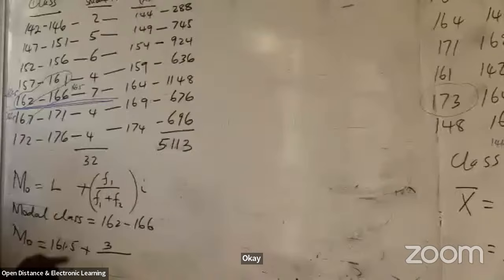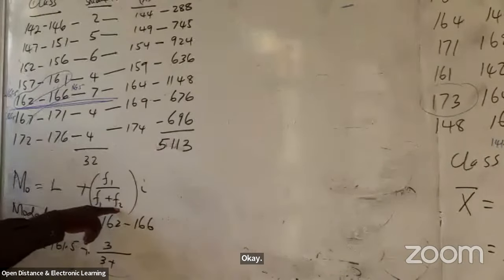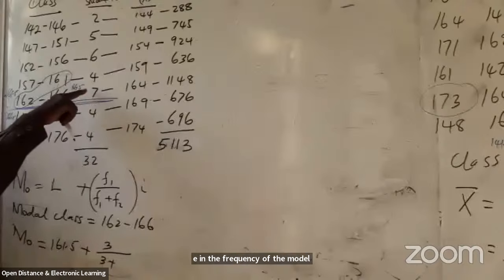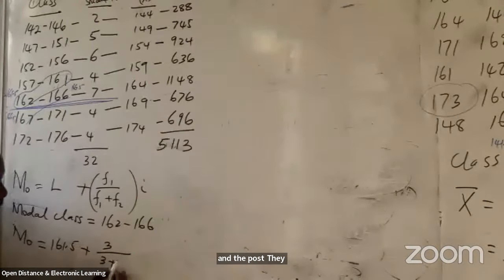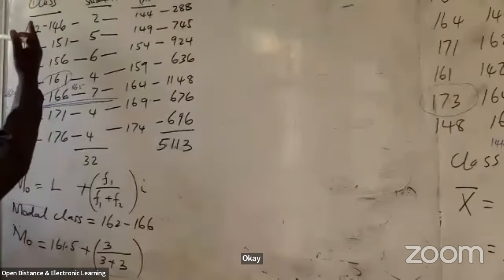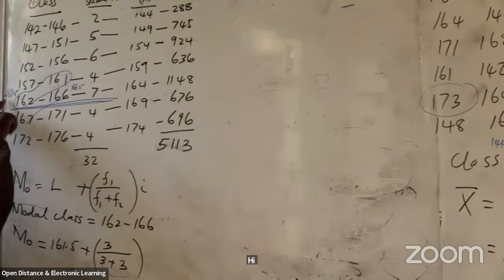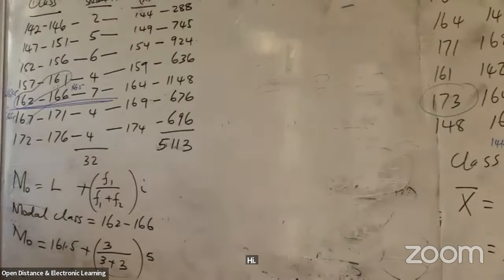Divided by F1 is 3 plus F2, the difference in the frequency of the modal class and the post. The difference between the modal class and the post is also 4, so it gives us 3. And this we multiply by the class size. The class size here is 166.5 minus 161.5, and that gives you an interval class size of 5.